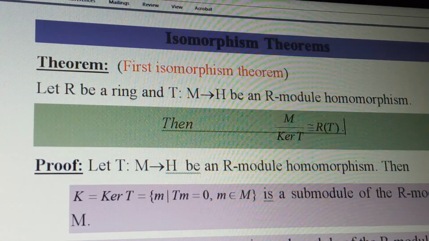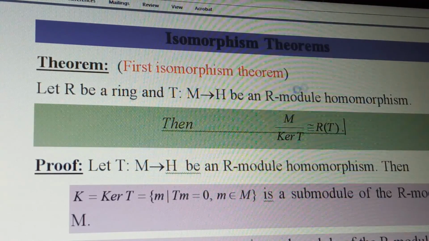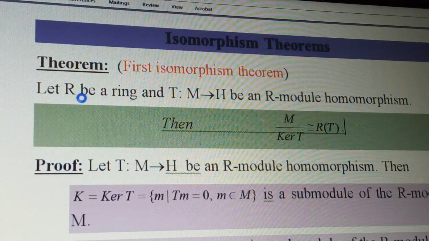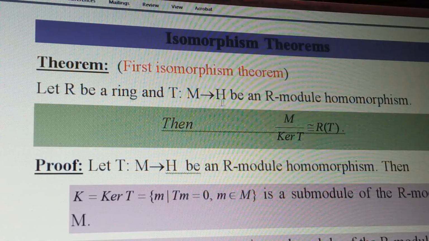Previous PPT and the topic is the isomorphism theorem. We have here three theorems. The first isomorphism theorem is: let R be a ring and T: M → H be an R-homomorphism, then M upon kernel T is isomorphic to RT.